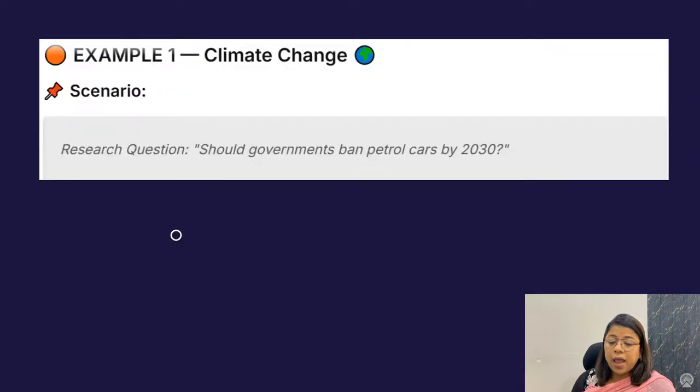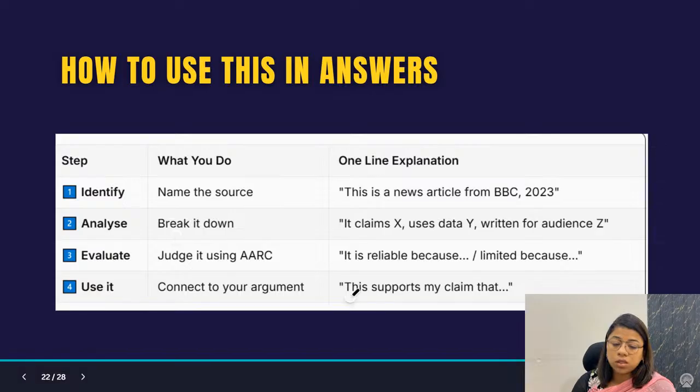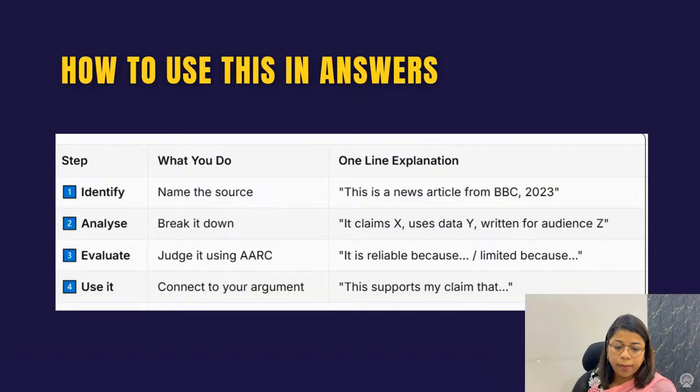And at the end, you will connect it to an argument. This supports my claim that, what's your claim? It supports that claim that you will talk about. Okay? Now, let's look at one example.